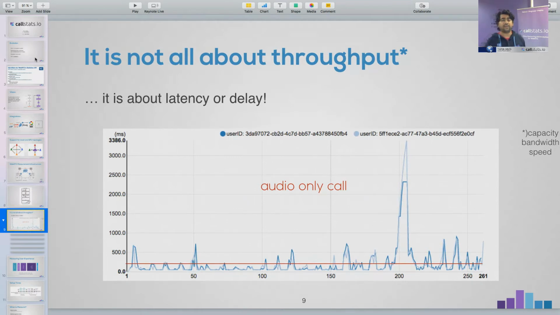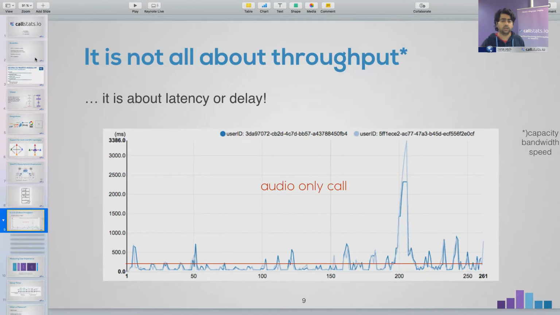You'd like to be able to get your message across in a very short amount of time, like hundreds of milliseconds, and get a response from the other side as well. So for example, this is a call from a few years ago, maybe last year. It's an audio-only call, and you can see there are small peaks, and then towards the 200 second mark, you have a large peak, and so on and so forth.